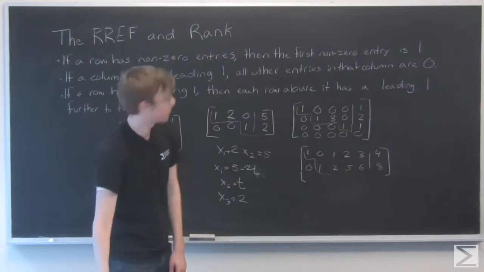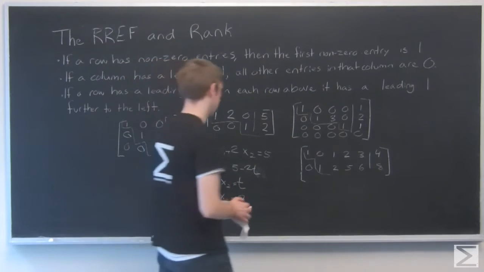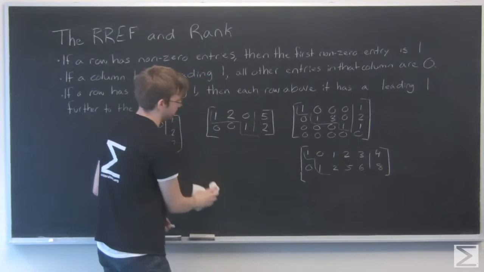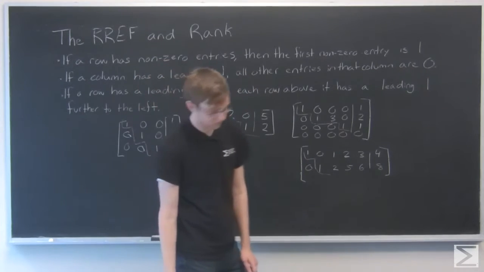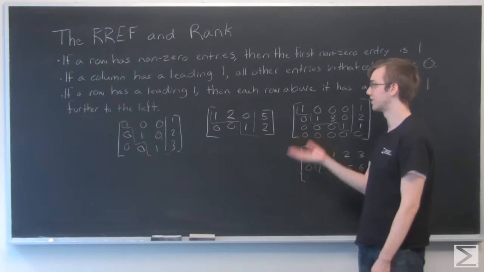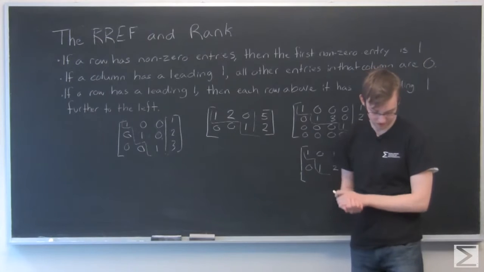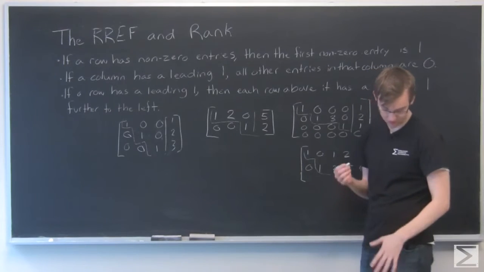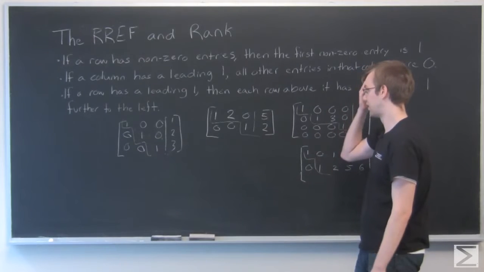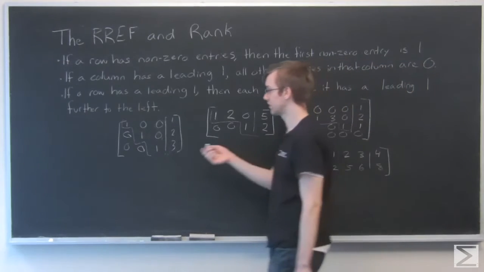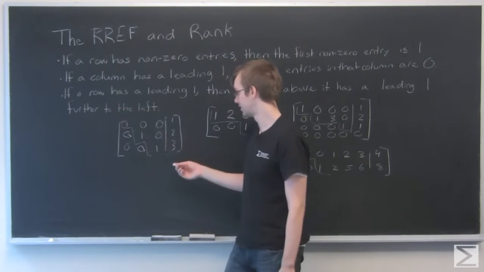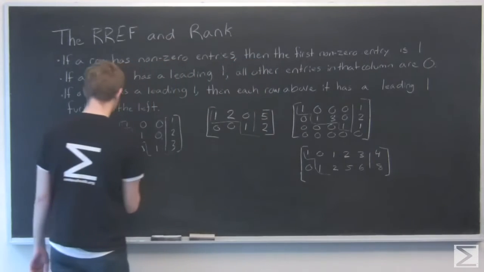So let's also talk a bit about rank. The definition of rank, the easiest definition that we can just look at from here, is the number of non-zero rows in the RREF. So for here, how many non-zero rows are there? There's three. So we would say that this matrix has a rank of 3.